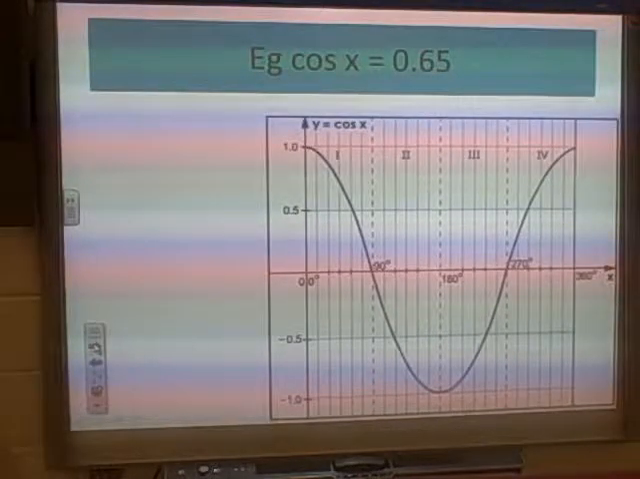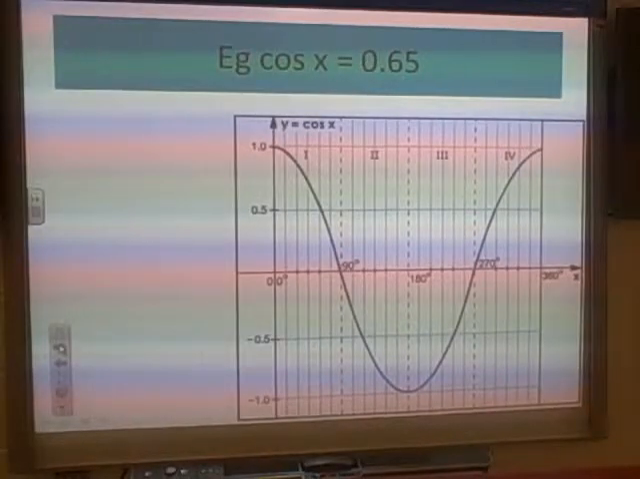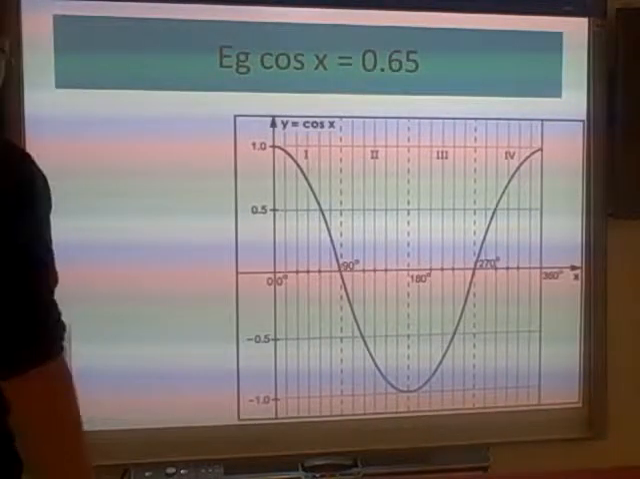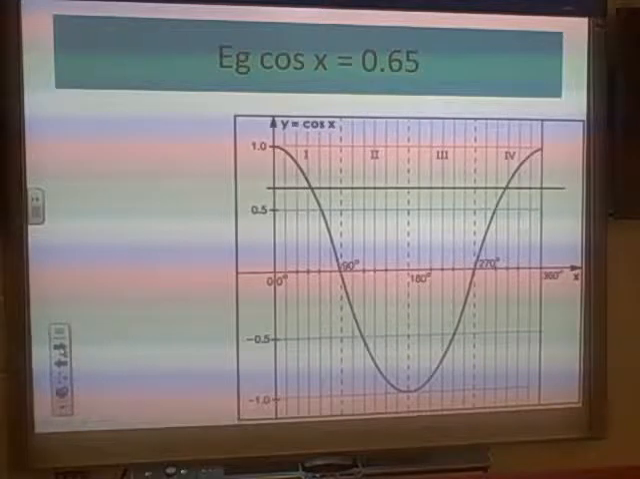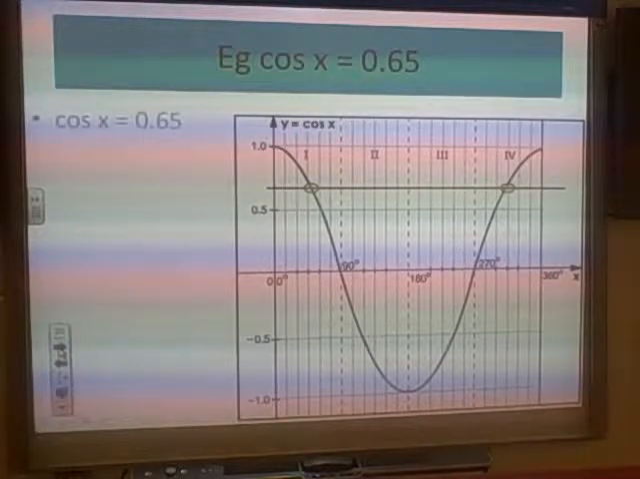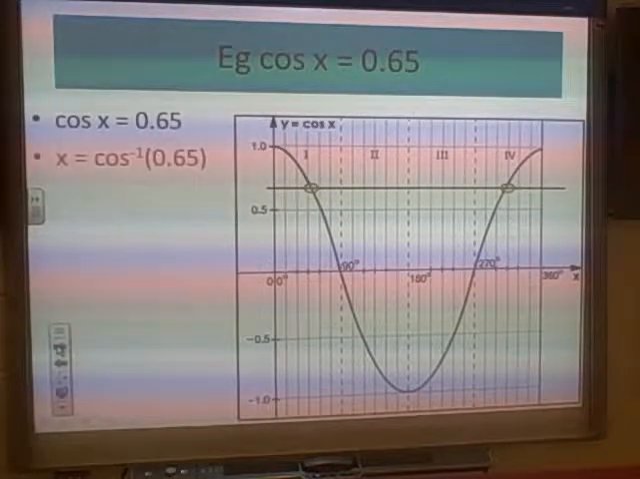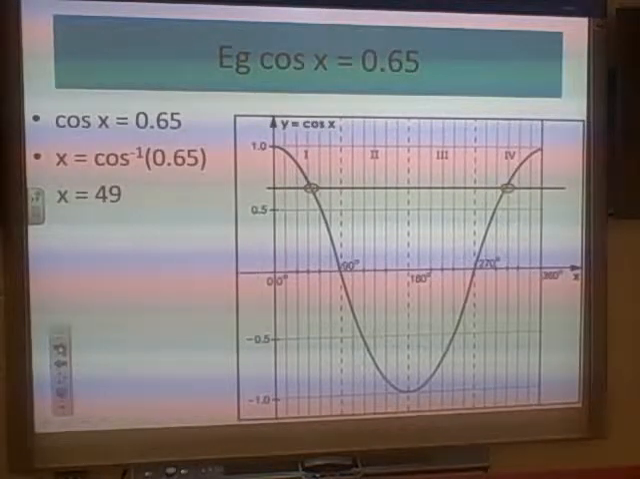And now we'll look at what happens with cosine. Let's look at cosine equals a positive value first, so 0.65. I've just drawn in y equals 0.65 there, and you can see that there are two solutions to this question. We find the first solution by doing inverse cosine, which gives us that principal value, 49 degrees. And then we have to find the other value.